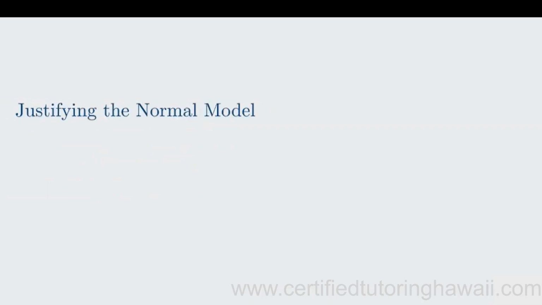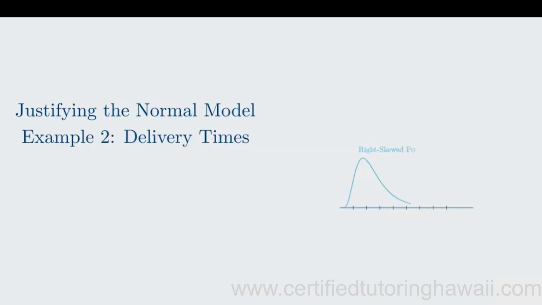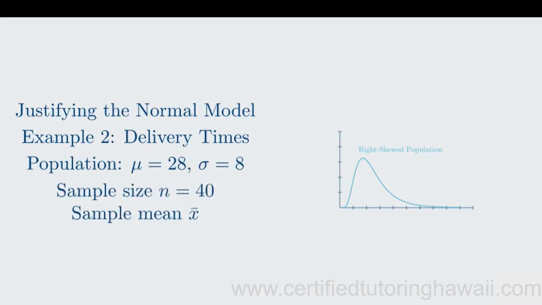Let's apply these conditions to a new scenario to see how we justify the use of a normal model. Imagine a pizza restaurant where the delivery times are heavily right-skewed. Most deliveries are quick, but a few take a very long time. The population mean delivery time is 28 minutes with a standard deviation of 8 minutes. Suppose a manager takes a random sample of 40 deliveries and calculates the mean delivery time, x bar.